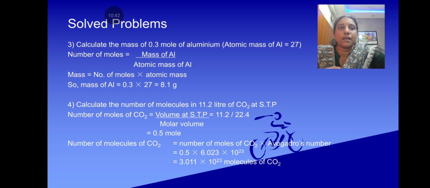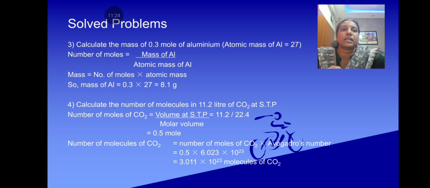Now the third question: calculate the mass of 0.3 mole of aluminium. They have given the atomic mass of aluminium as 27. With that we have to find the mass of 0.3 mole of aluminium. For that we have a formula: number of moles is equal to the mass of aluminium divided by the atomic mass of aluminium. In order to find the mass, mass is equal to number of moles into atomic mass. So the mass of aluminium is equal to 8.1 grams.